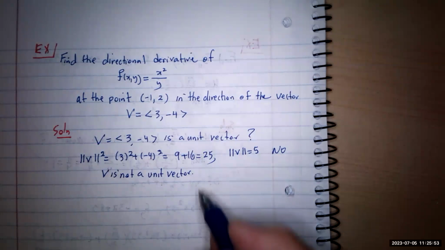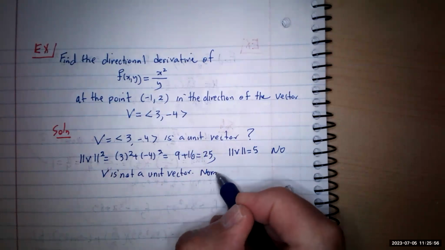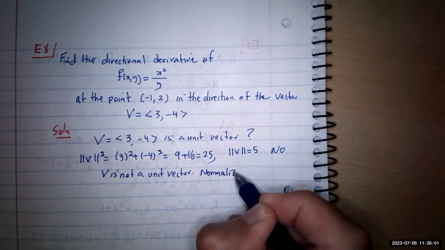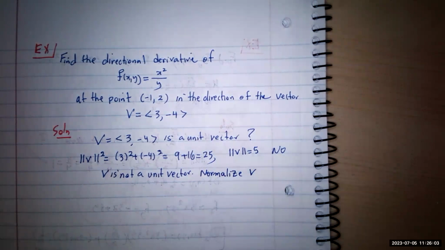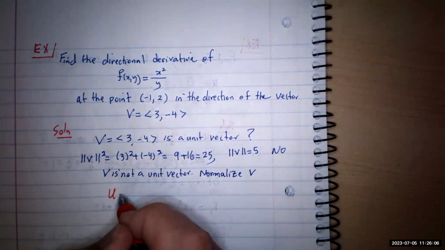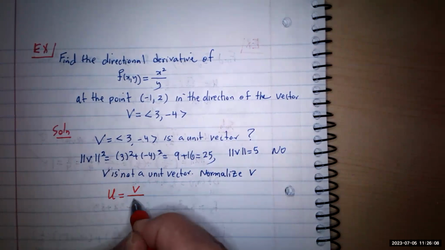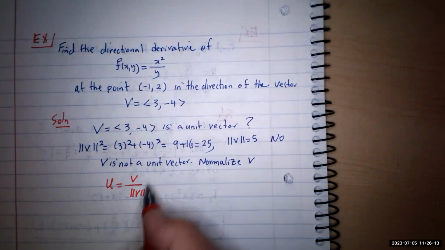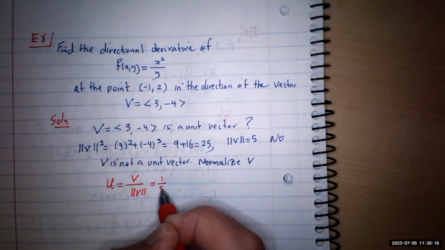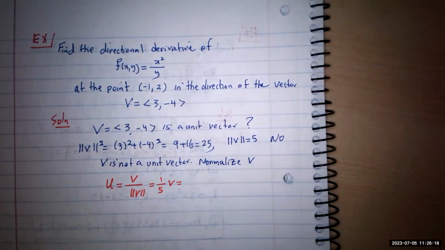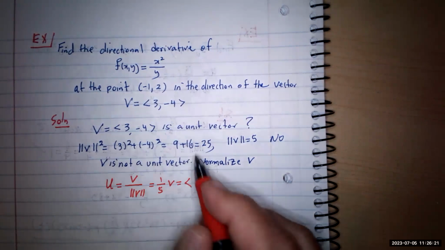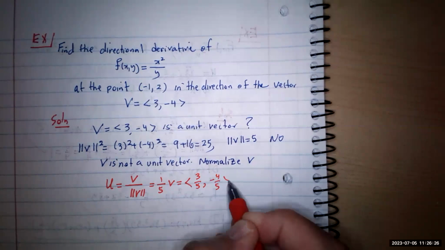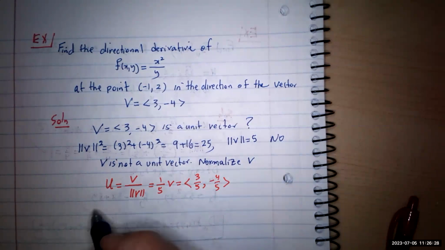So normalize V into U. Remember, to normalize it, it's going to be a unit vector, which is equal to V over the norm of V. The norm of V is 5, so it's going to be 1/5 times V. This is V, multiplied by a fifth, so it's going to be 3/5 and negative 4/5. So this is the vector that you're going to use, okay?